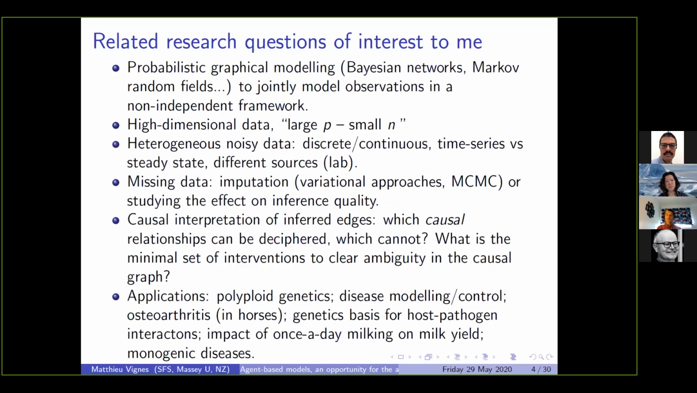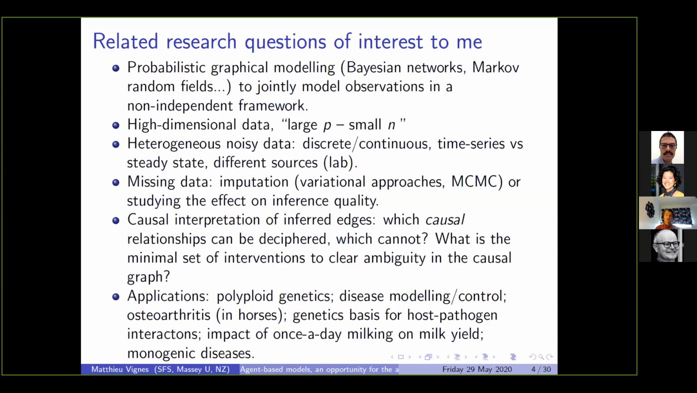So that means that technically I'm still a mathematician or a statistician. That means I'm interested in probabilistic graphical modeling. That means I use Bayesian networks or Markov random fields to jointly model observations in a non-independent framework. What I mean by that is that I use a graph. So the variables are not independent. I hit the high dimensional setting. I have a large number of variables usually on a small number of samples because we have a limited number of experiments to gather data.